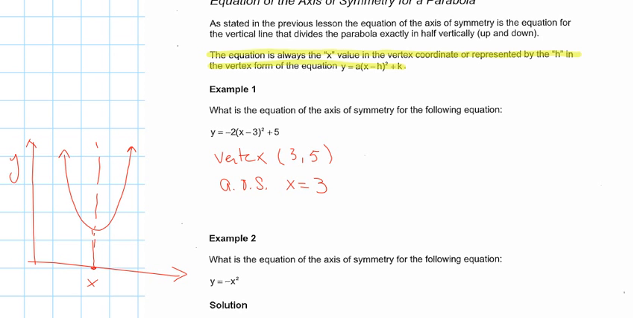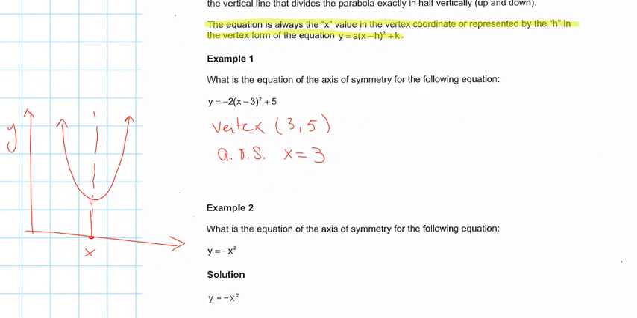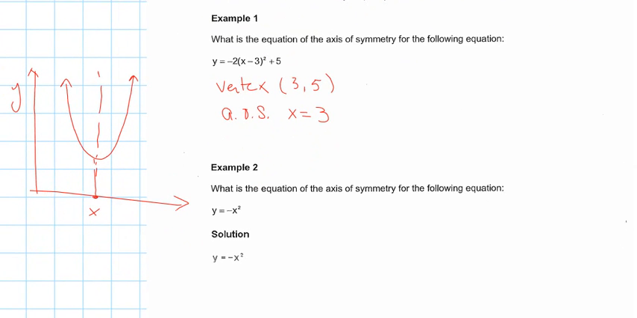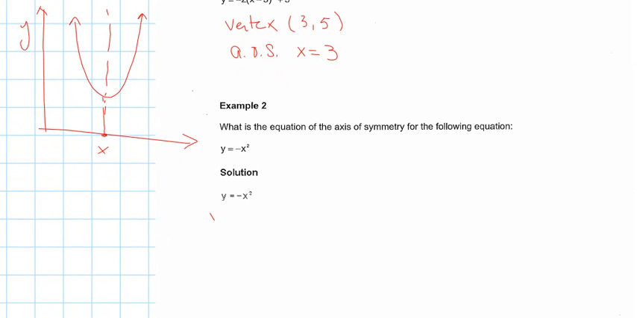Okay, so what's the equation of the axis of symmetry of the following equation? So y equals negative x squared. First, state the vertex. What's your vertex? 0, 0. And then that means your axis of symmetry is? 0. How would I write it? x equals 0. You will lose marks if you don't write that x.